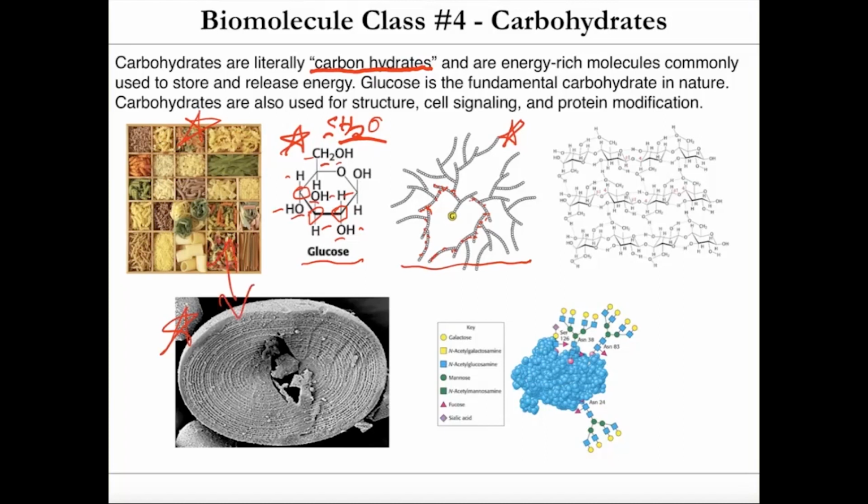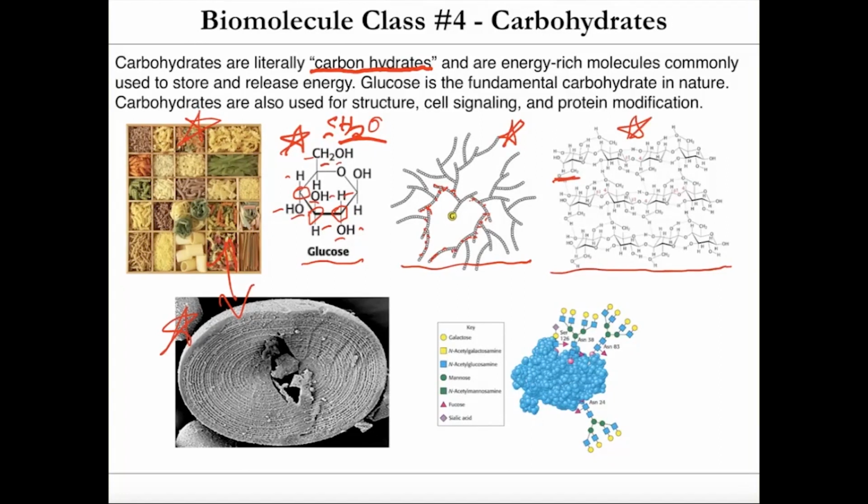But carbohydrates are used for other things as well. So this molecule right here is probably the most abundant biomolecule, or it is the most abundant biomolecule on the planet. It's called cellulose. It's what gives plants basically their structural support. So it's also made out of glucose, just in a little bit different form than glycogen or starch. So if you have a piece of paper or a newspaper, that's made out of cellulose.